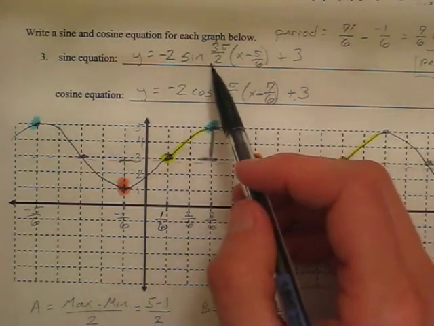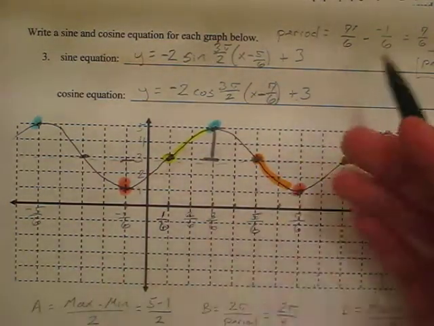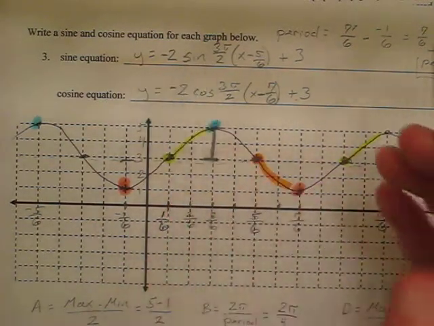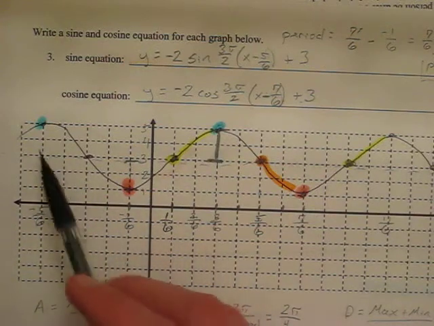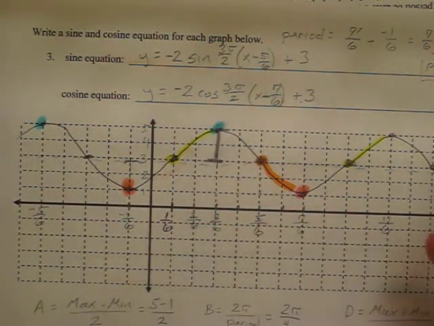I've written several equations for sine and several equations for cosine. You just have to write one of them, or two if I tell you to. But one of each is typically what the directions are going to say. But there's an infinite number of points that you could pick to write any of these equations with.